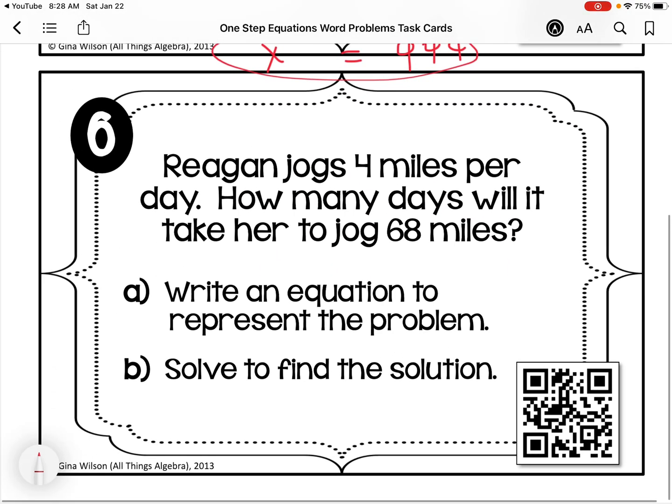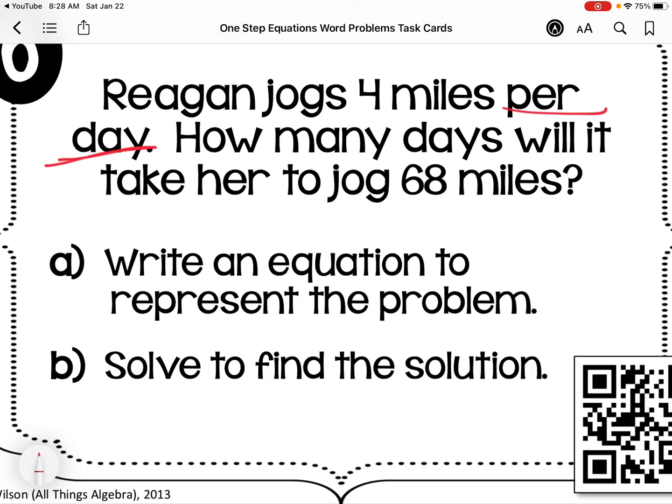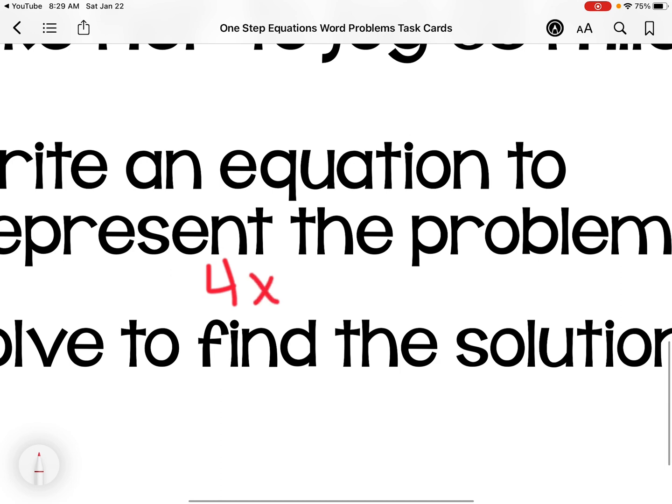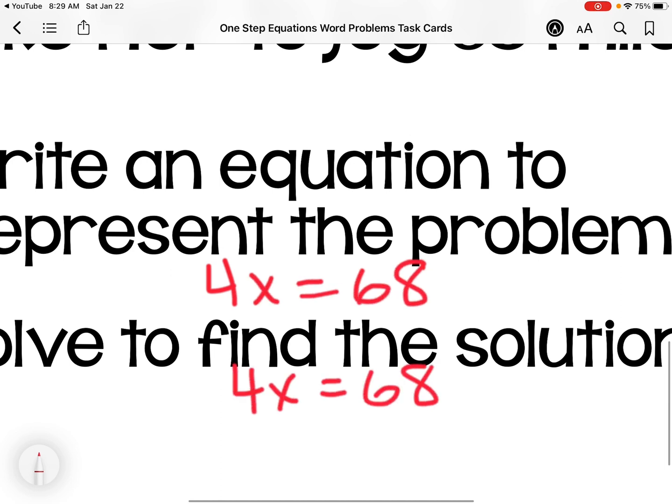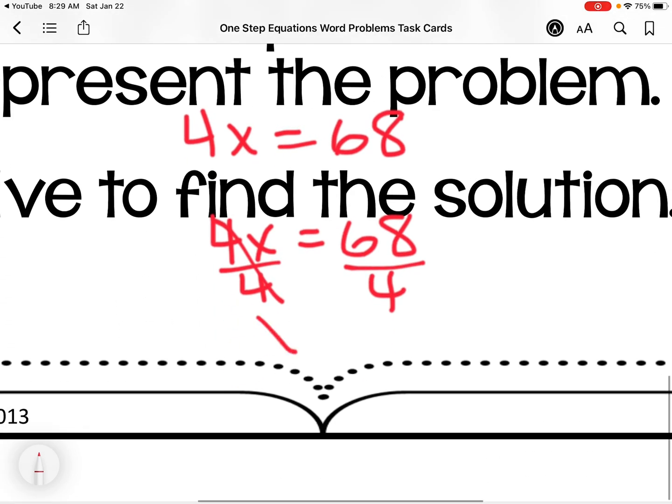Reagan jogs 4 miles per day. So per day tells me I'm going to be multiplying here. How many days will it take her to jog 68 miles? Well, 4x equals 68. I'm going to divide by 4 on each side because I want to find out how many days it's going to take her. And I get 17 days.